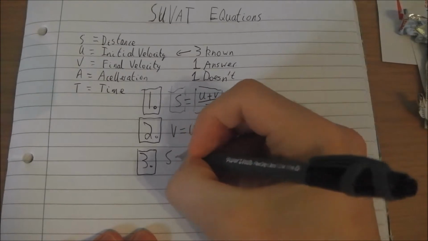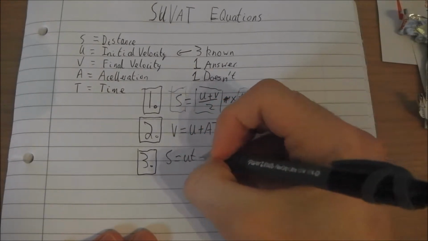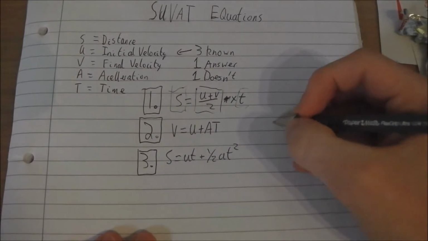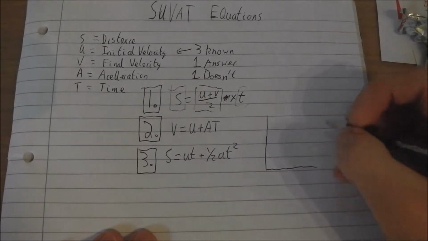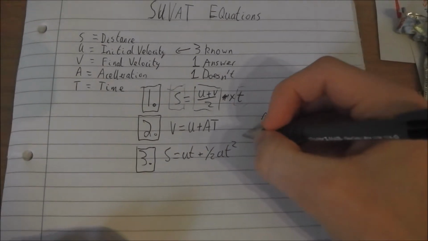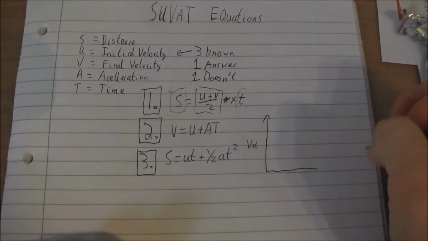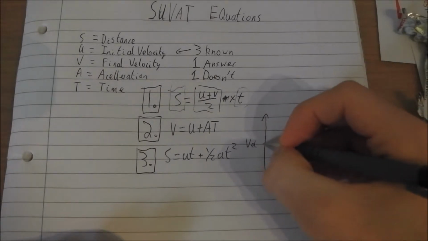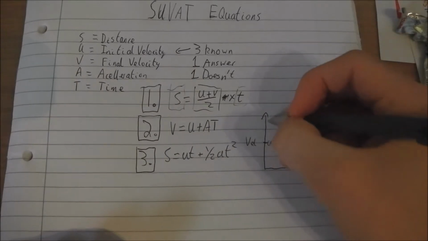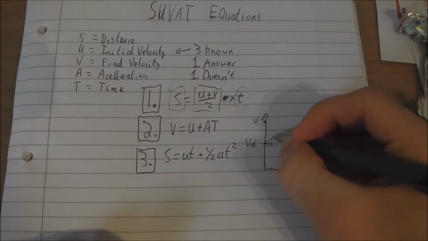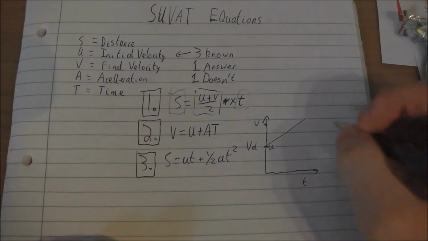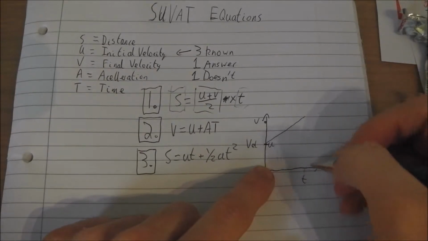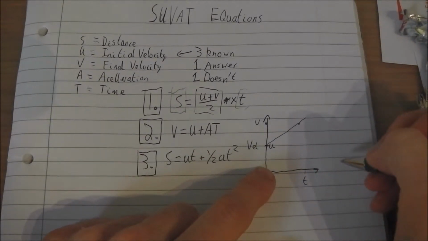The next equation is S equals UT plus half AT squared. The best way to explain this equation is to draw a graph. If I have velocity on the y-axis, so write vel, and on this one I have time. Imagine you have a system which starts off here, say that's U, and ends up at V. So that's the system. It starts at time equals 0, at U as initial velocity, and at time equals T, ends up at the final velocity.